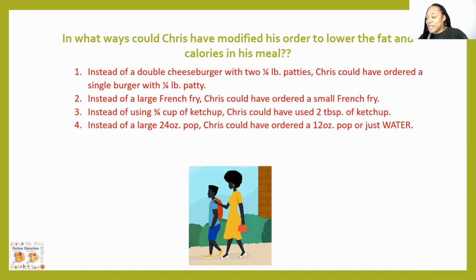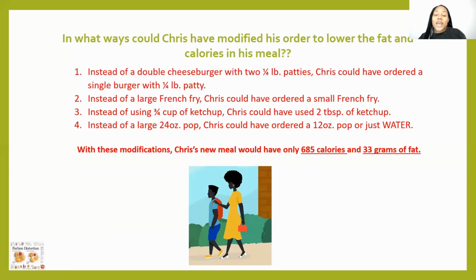Okay. And so if Chris would have made these modifications, it would have saved him 20 grams of fat and over 600 calories. With these modifications, Chris's new meal would have only been 685 calories and 33 grams of fat. Okay, that is a huge change. So these are things that you guys could do when you go to your favorite fast food restaurants, if you decide to go.